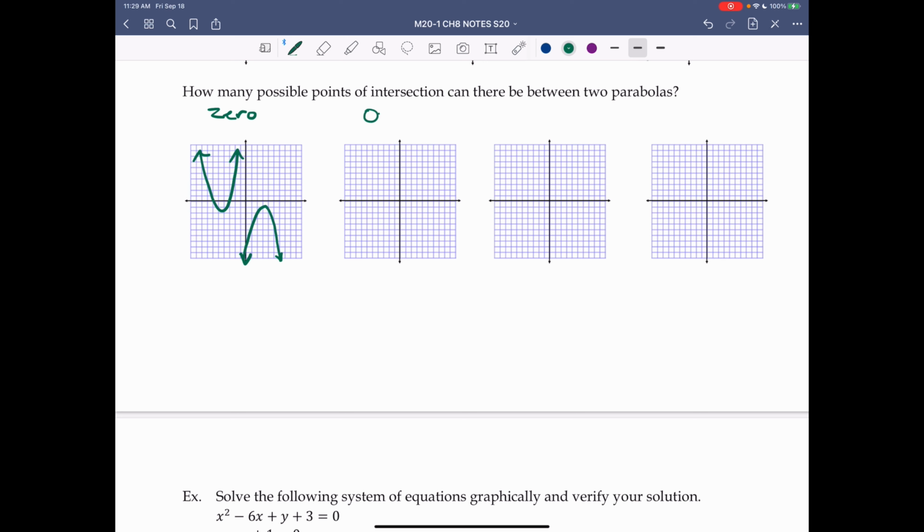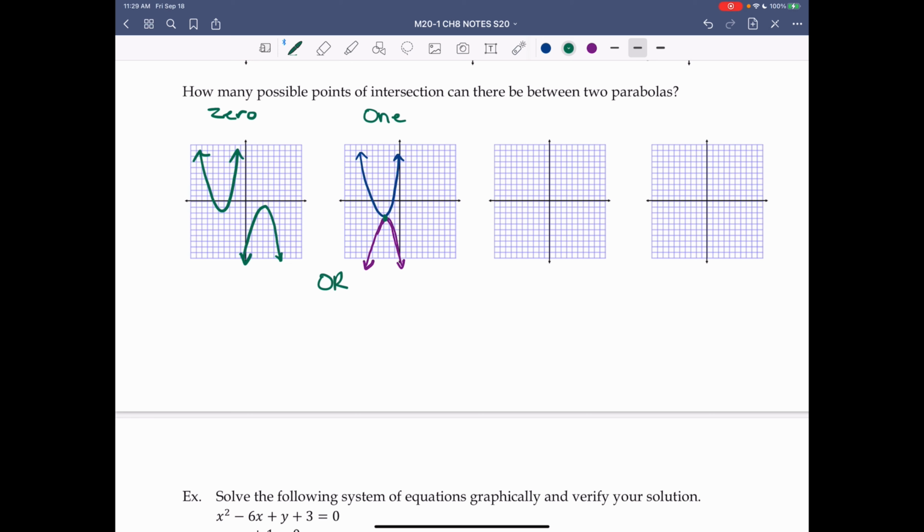Next option, and there's 2 of these, we could have one, and it looks 2 different ways that it can look. So we could have one where one parabola is opening up, one parabola is opening down, and they actually intersect. They just touch at the vertex of each parabola.